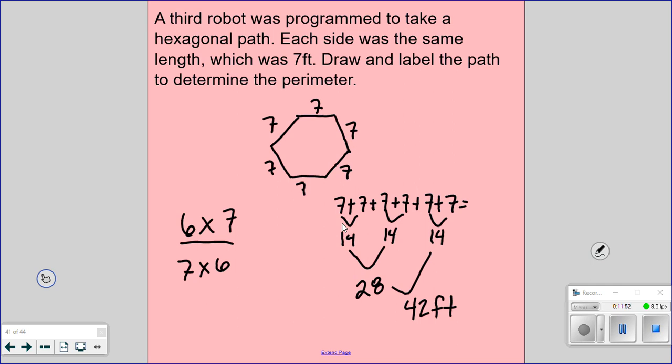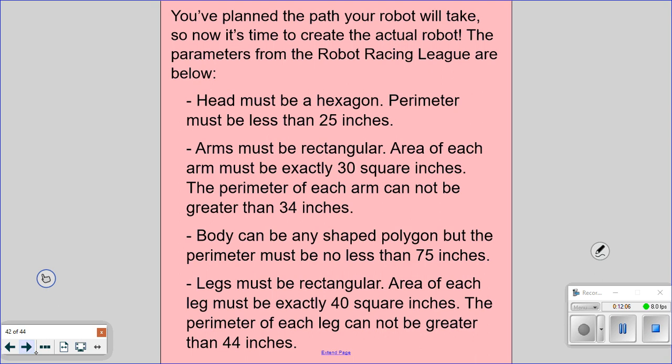Alright, we are going to continue with our robot racing that we started on Friday. You're not bringing that worksheet out right now. We're going to work on part 2. Part 2 looks like this. You've planned, or you've been planning, the path that you want your robot to take. Now we're going to make the actual robot.